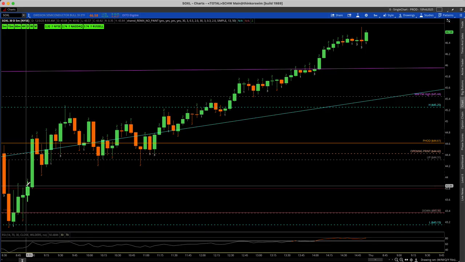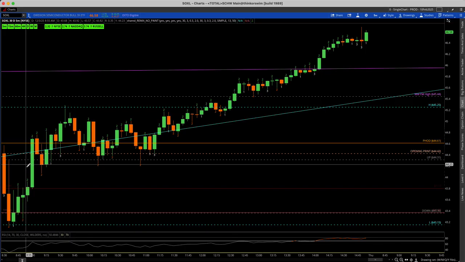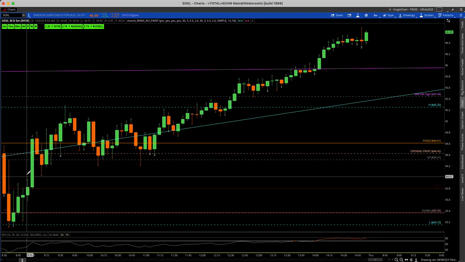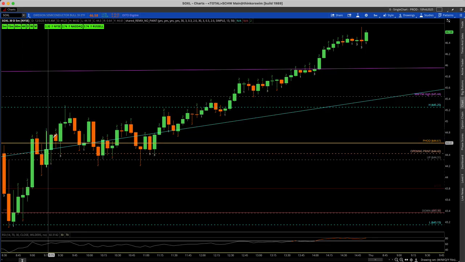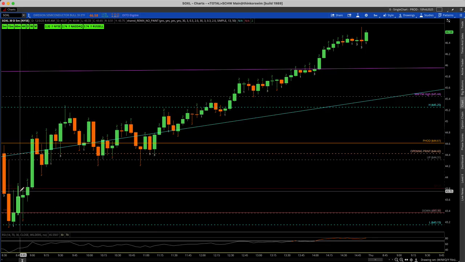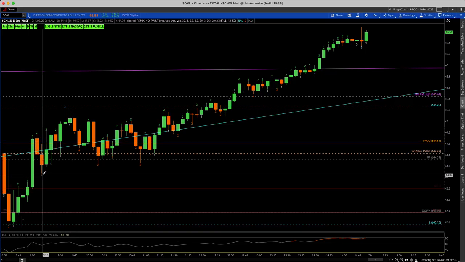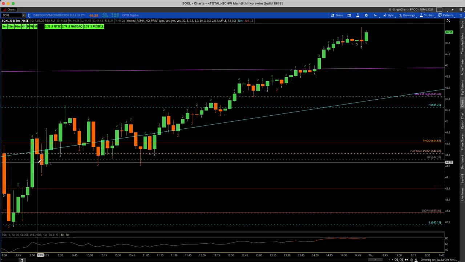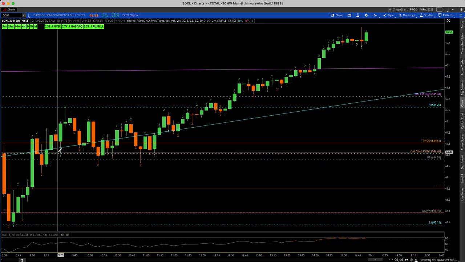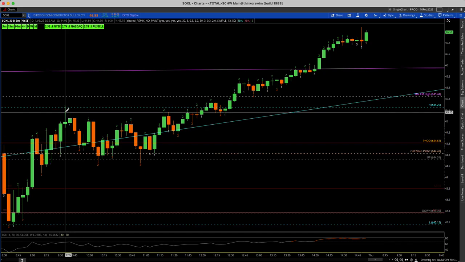So you could have entered calls right here. Again, more risk because we're below opening print. You obviously feel a lot better once we get above opening print, but this could be your early entry, right? We push back up to previous high of the day, and we pull back a little bit and make a higher low. So if you wanted to look for a higher low closer to opening print, this could have been it for you. There was another higher low here, higher high.